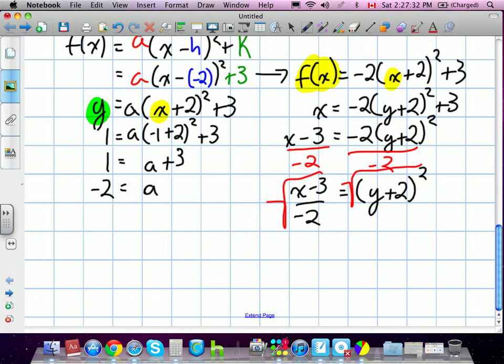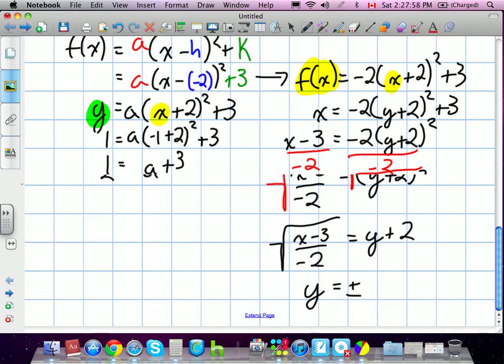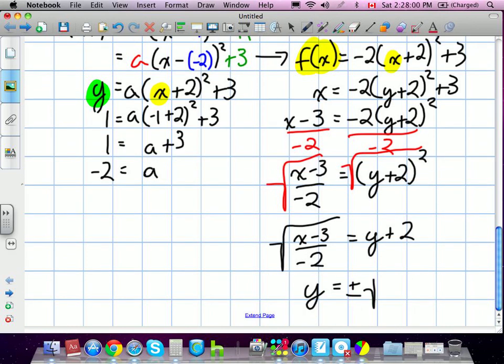So now we're left with the square root of (x - 3) over -2 is equal to, sorry, y + 2. And finally, I'm going to switch sides. y will be equal to, I'm going to put plus or minus, because remember we do that because we can technically get two answers. Plus or minus the root of (x - 3) over -2.